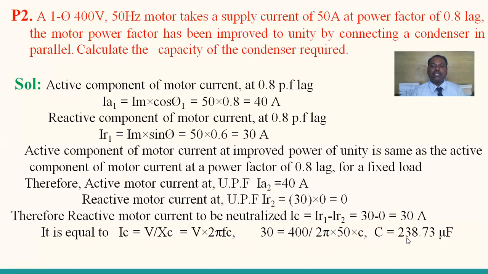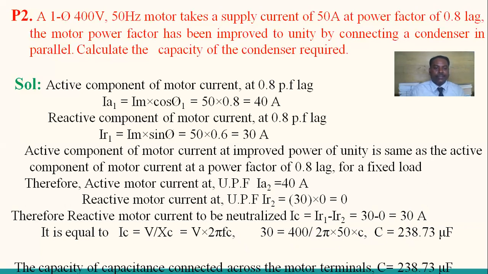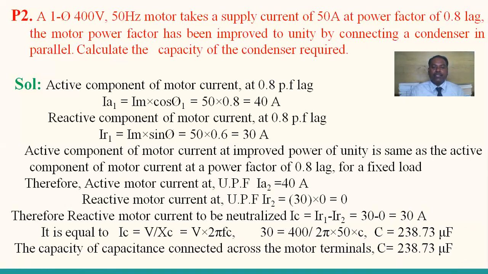So therefore, C is equal to 238.73 microfarads. Therefore, the capacitance connected across the motor terminals, C, is equal to 238.73 microfarads. So this is problem number 2. What was asked exactly? Calculate the capacity of the condenser required. The capacity of the condenser required across the motor terminals is 238.73 microfarads.